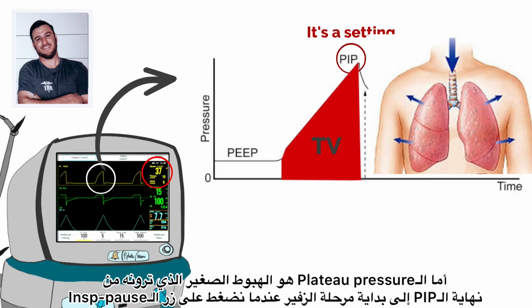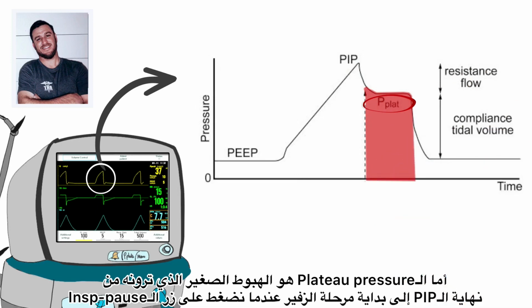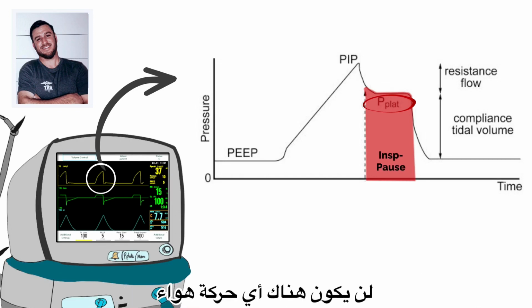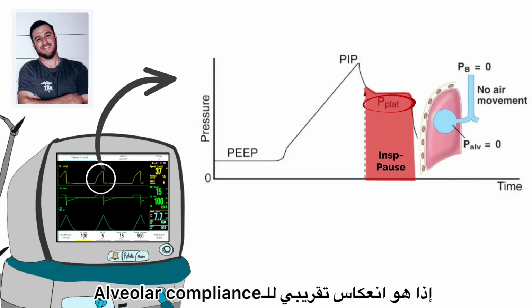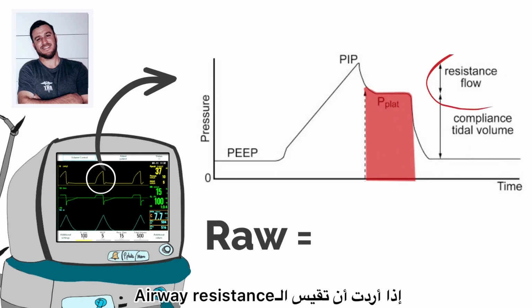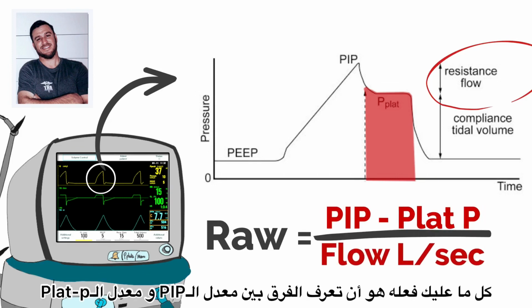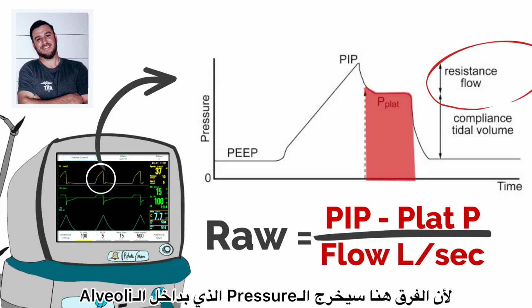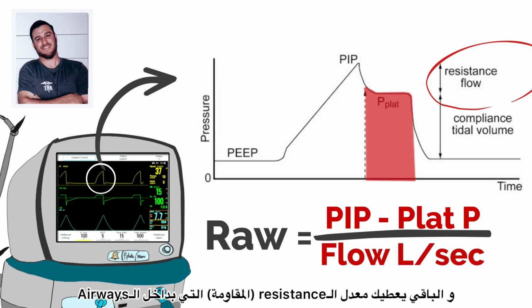PIP is a result of a tidal volume or gas moving through the airways and against the compliance of the alveolar tissue. Now, plateau pressure is the slight drop you see from peak inspiratory pressure down to plateau pressure when you do an inspiratory pause. When you do the inspiratory pause, there is no air moving, and so plateau pressure is solely a reflection of the alveolar compliance. So if you want to assess airway resistance, all you have to do is see the difference between your PIP and your plateau, because that takes out the pressure that is related to the alveolar compliance and leaves you the difference in those pressures with just the airway resistance being notable.